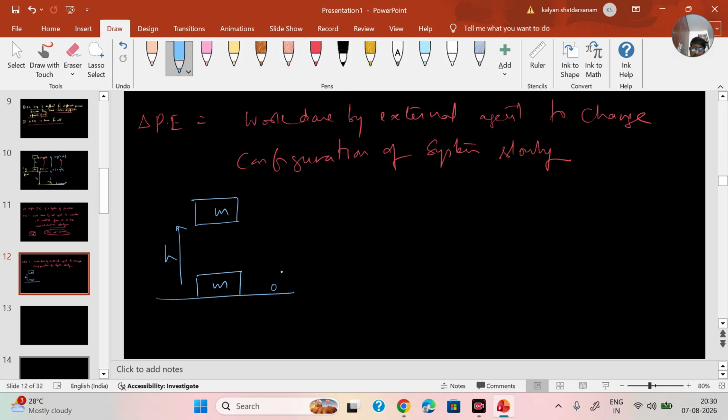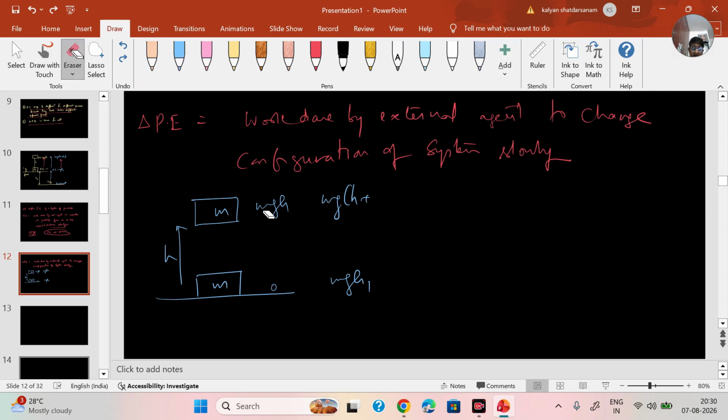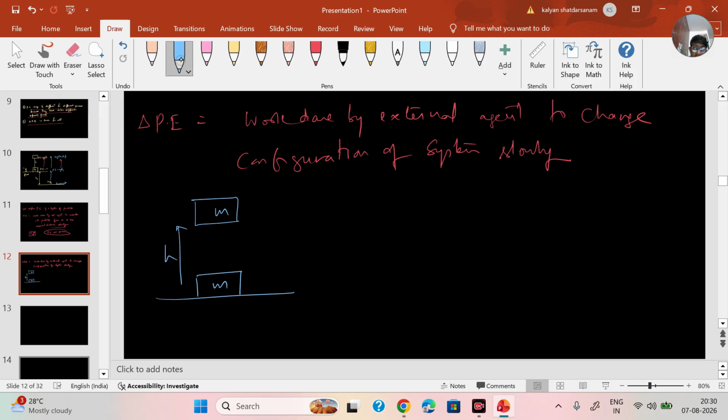We know if you take it as 0, this is mgh, change is mgh. Or if you take it as mgh1, this is mg(h plus h1), change is still mgh only. Change in potential energy will always be the same. Individual potential energies may change. I am defining change in potential energy only. So how am I defining it? Work done by an external agent to change the configuration.